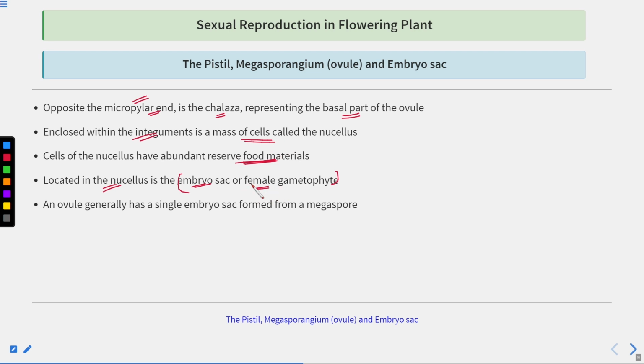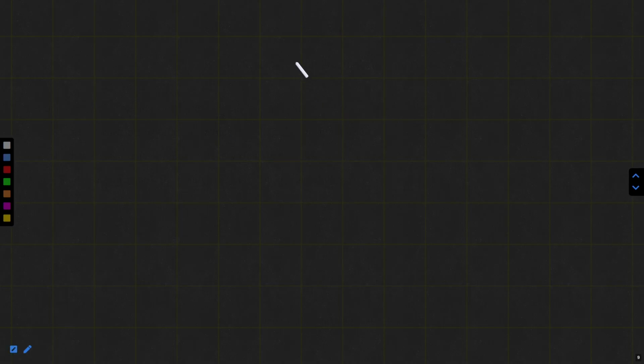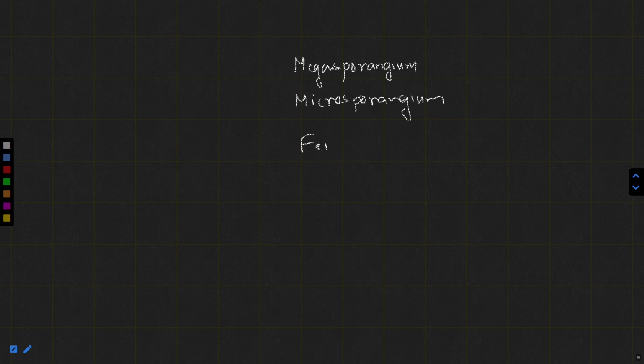First of all, you have to remember that the female gametophyte is known as the embryo sac. The male gametophyte is known as the pollen grain. Megasporangium is known as the ovule, and microsporangium is known as the pollen sac. So we have megasporangium, then microsporangium, then female gametophyte, and then male gametophyte.